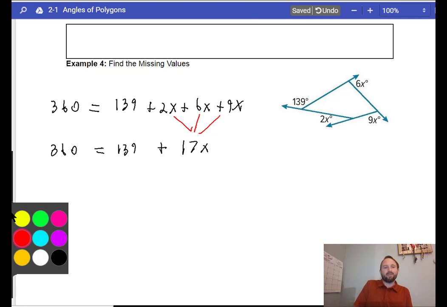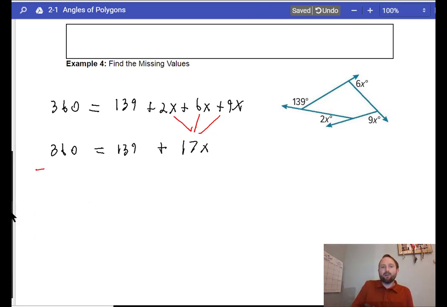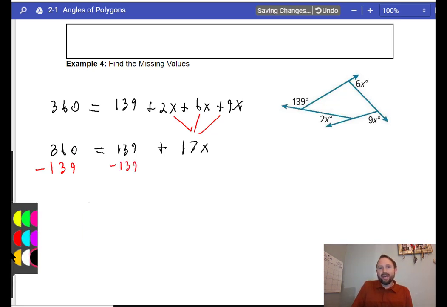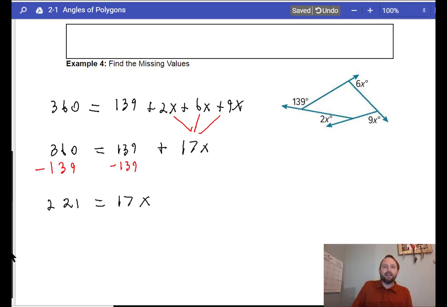But we won't talk about that. So if I'm now going to solve for x, I'm going to subtract 139 on both sides. And then when I do that, I get 221 is equal to 17x. And now I'm going to use my handy dandy calculator. When I divide 221 by 17, I get 13. 13 is equal to x.